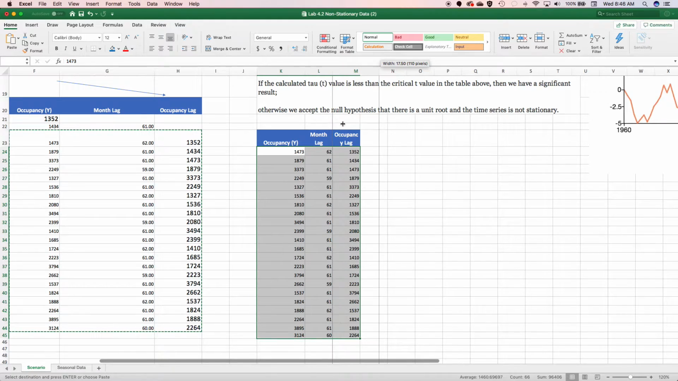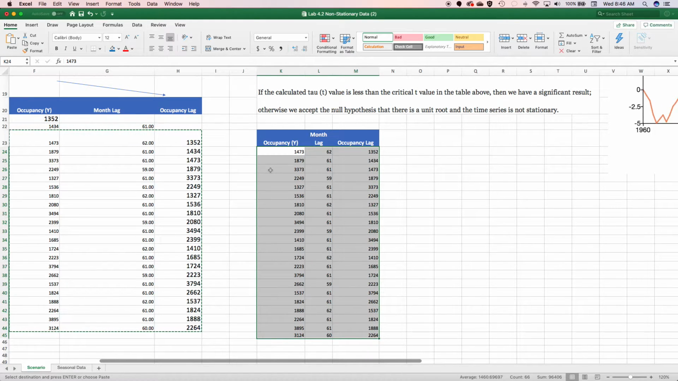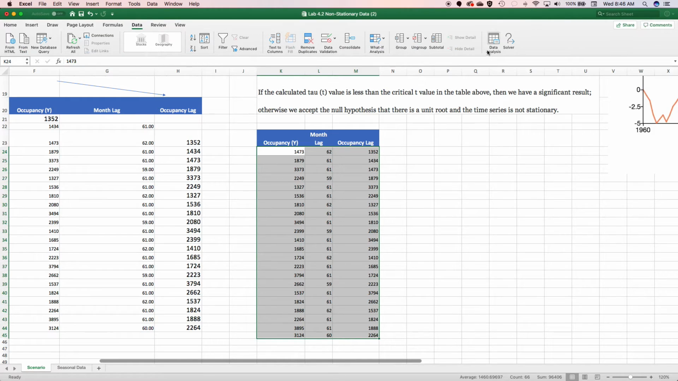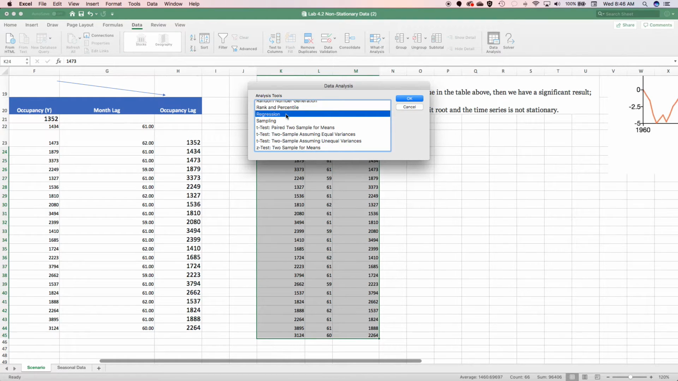So now we have our Y variable, we have the month lag, and we have the occupancy lag. And now we can do a regression analysis. We're going to go to Data, Data Analysis, Regression.